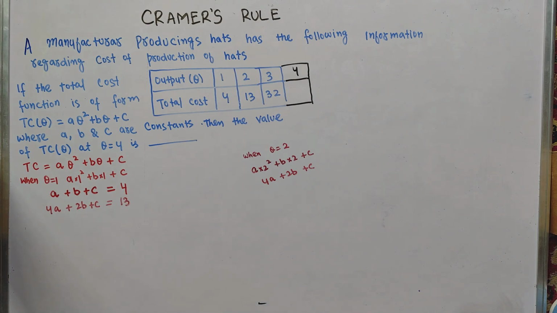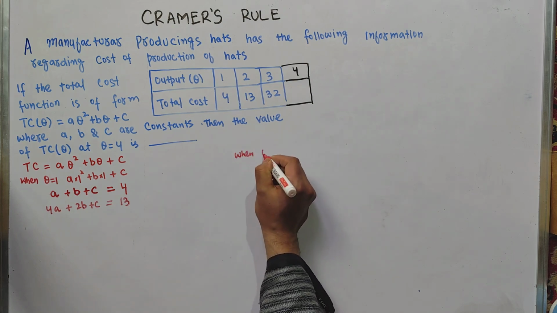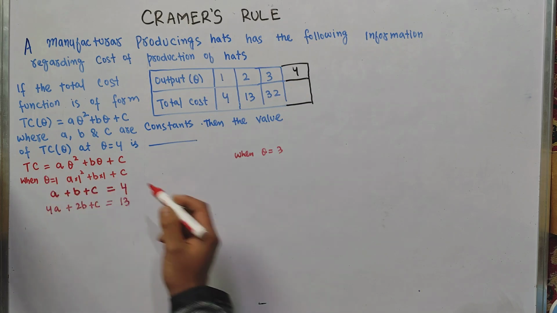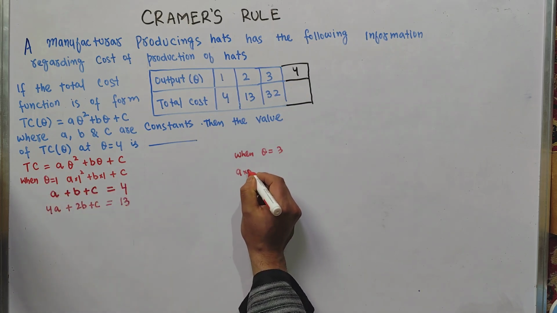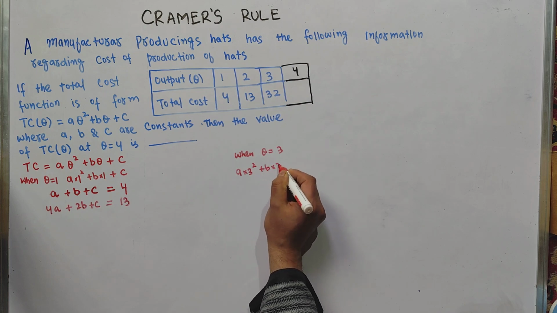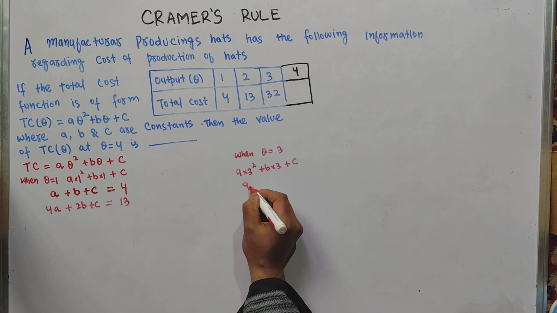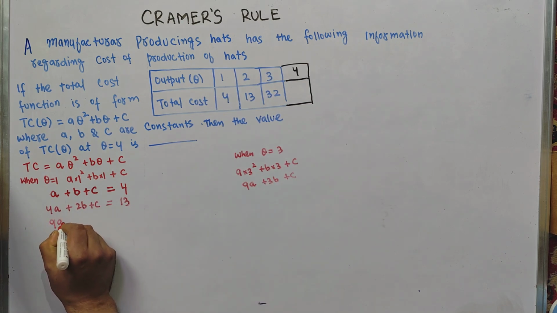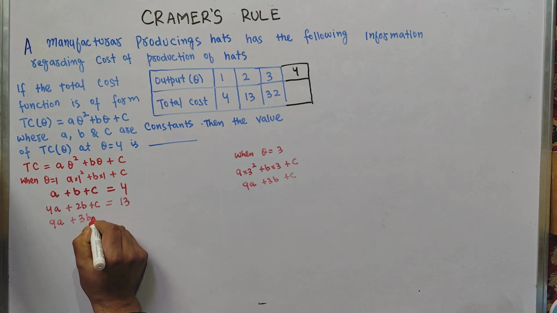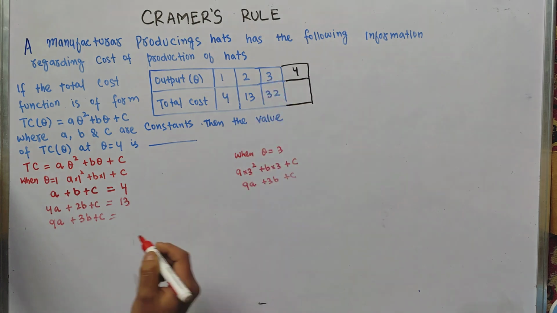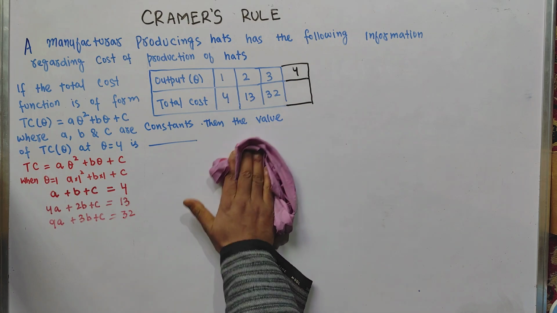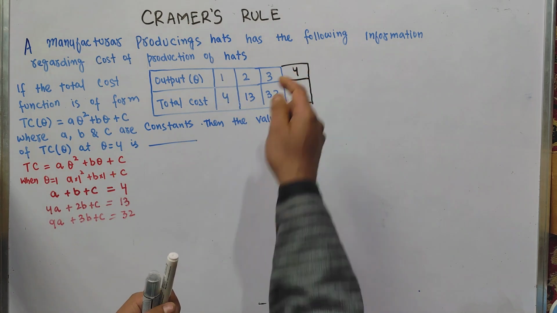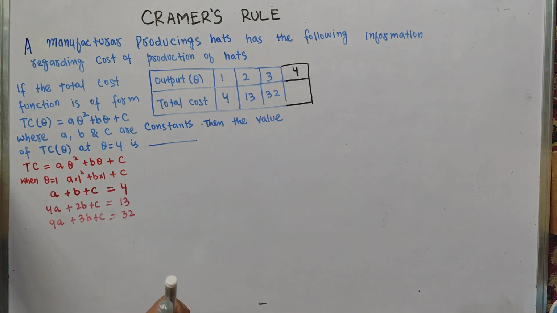Okay, similarly, when Q is equal to 3, then what will be the total cost? That is A into 3 square plus B into 3 plus C. So this is 9A plus 3B plus C. So we write it here, 9A plus 3B plus C is equal to, and correspondingly the total cost is 32. Then we need to solve for when Q is equal to 4. What will be the cost when 4 units of hats are produced?